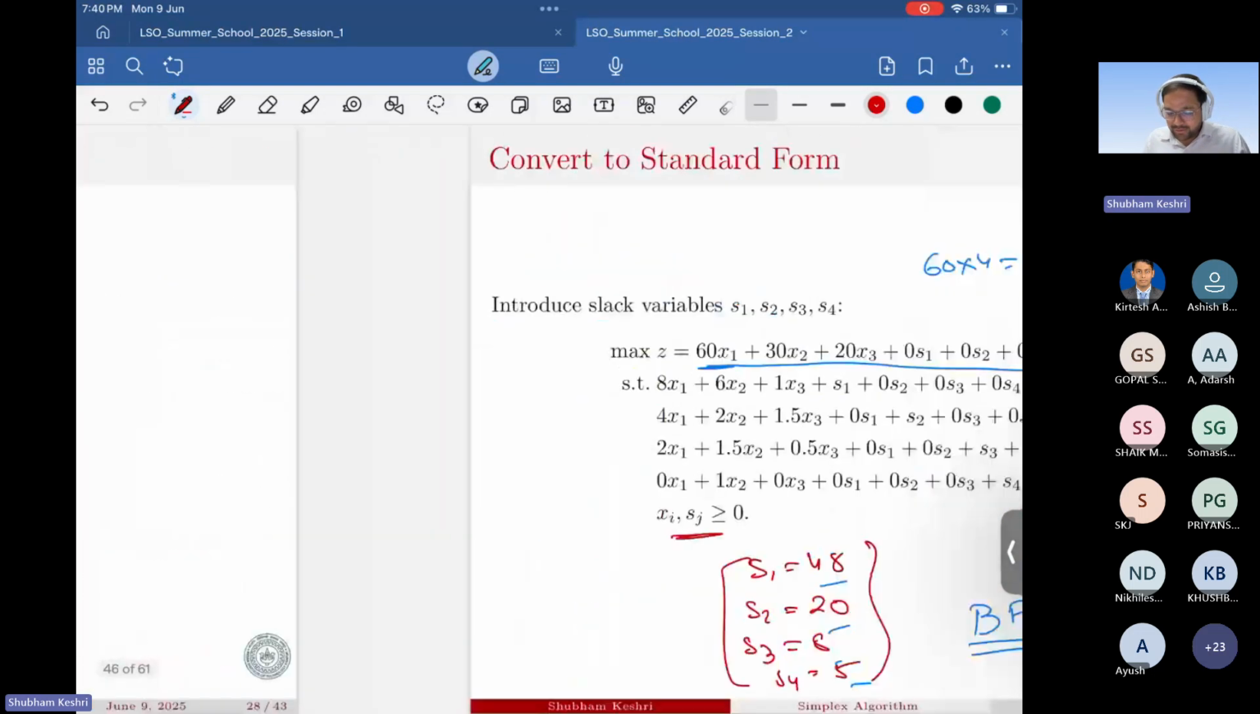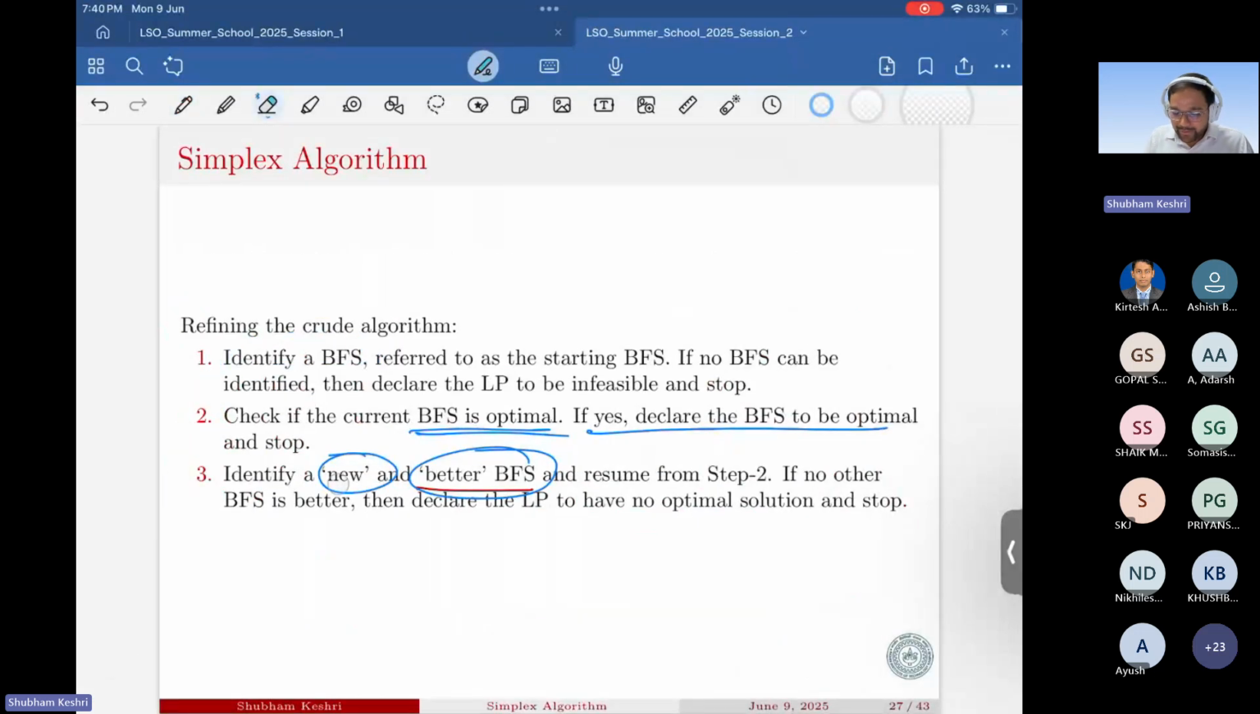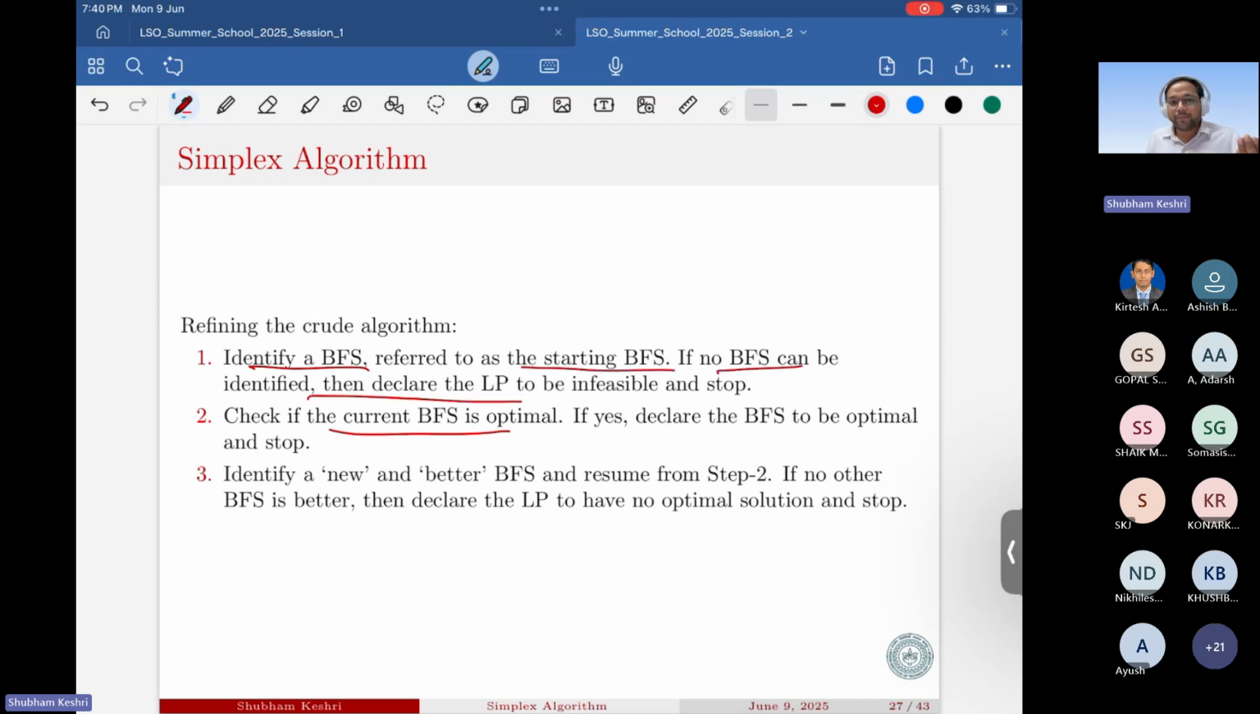Okay, so coming back again over here, what we did is we identified a basic feasible solution. By the way, if we couldn't identify a basic feasible solution, we declare it to be infeasible. I have not told you why it is infeasible or how we are checking it, because we don't have time. We identify a basic feasible solution. We check if the current basic feasible solution is optimal or not. If it is not optimal, then we find a new and better BFS, and then we repeat the step. We check again. If not, then we find a new and better BFS. And if we find that it is optimal, we declare that BFS to be optimal.